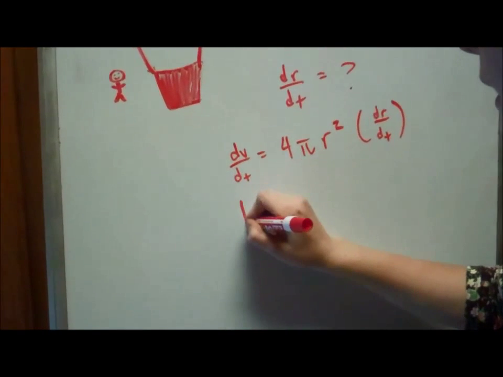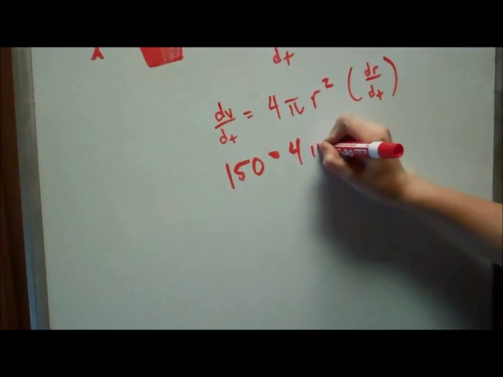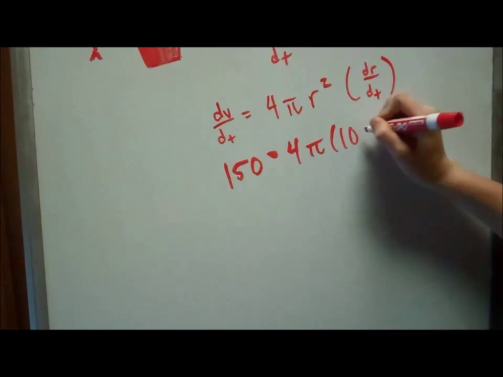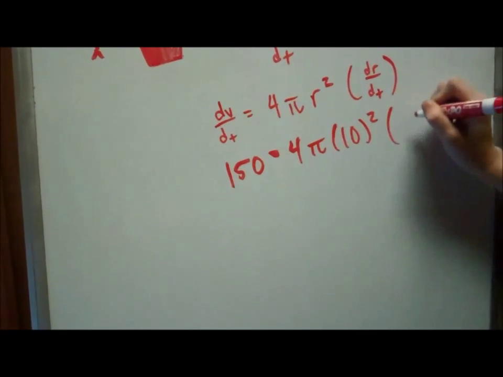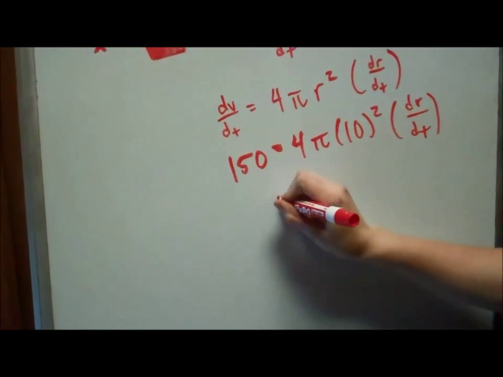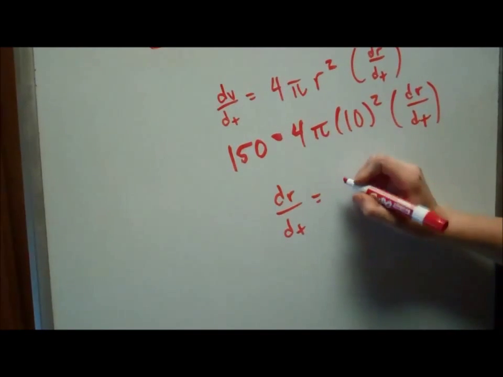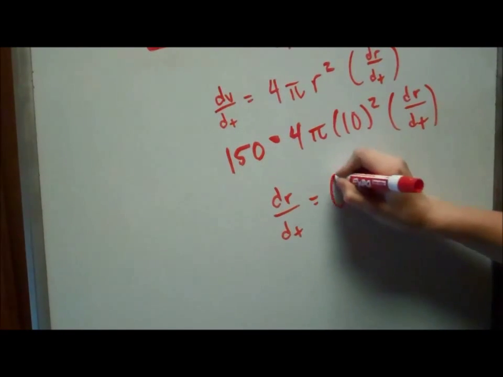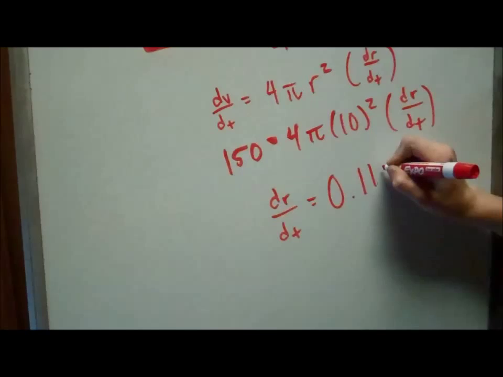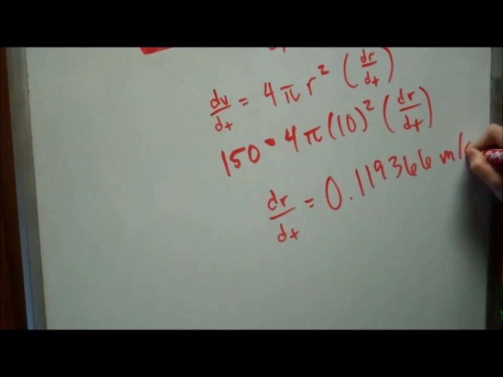Now when you plug in 150 for dV/dt and 10 for the radius, you then get dr/dt as your only variable, and when you solve for dr/dt, you get that the radius is expanding at 0.119366 meters per second.